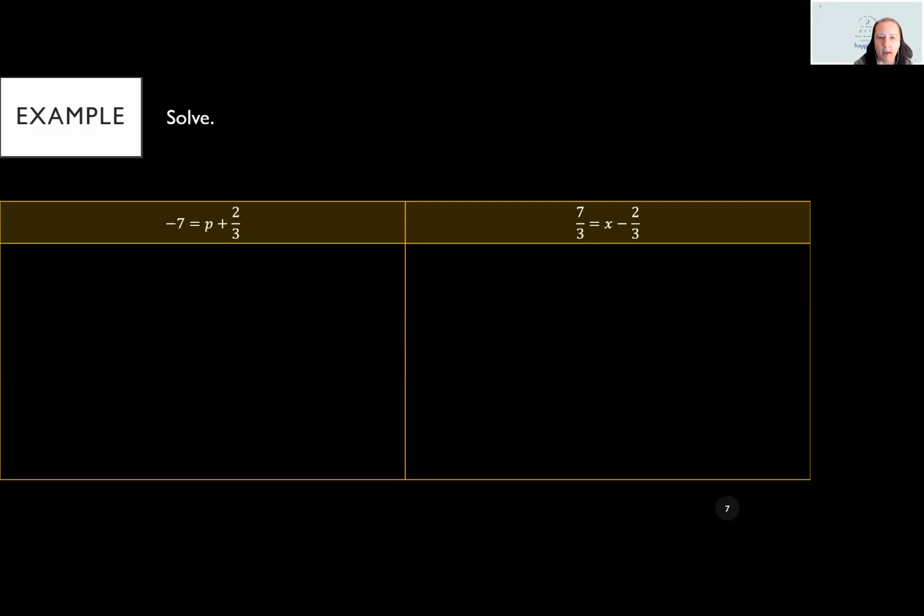So when you have something with fractions, like we have negative 7 equals p plus 2/3, I want to get the p by itself. I have a plus 2/3, so I'm going to subtract 2/3. Whenever you're adding or subtracting with fractions, you need a common denominator. That -7 doesn't have a common denominator, so we actually have to do a step first in order to get that common denominator.